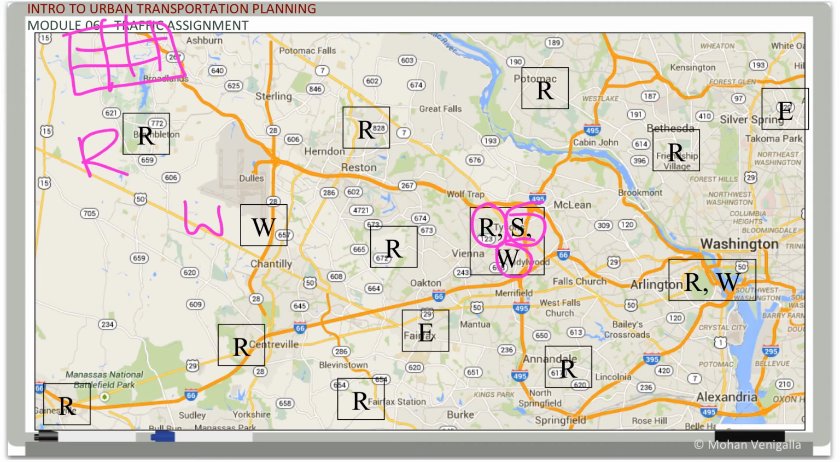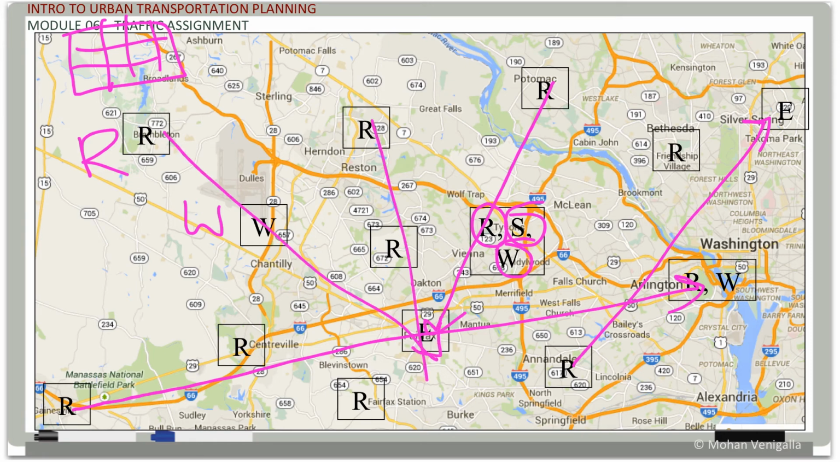So here we are in Gainesville. These guys go all the way to DC, and maybe somebody residing here goes to University of Maryland, and the person residing here is coming to GMU. Somebody here to GMU, he's going to work there. So I'm just pictorially representing this matrix.